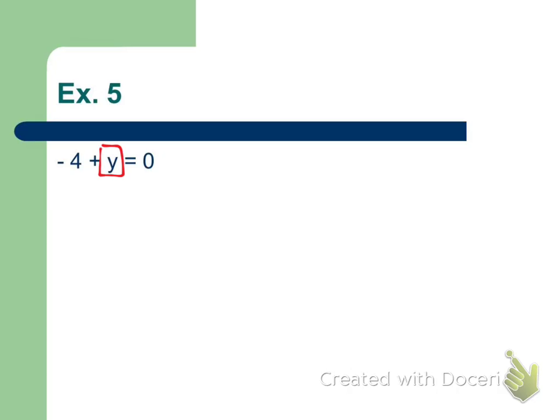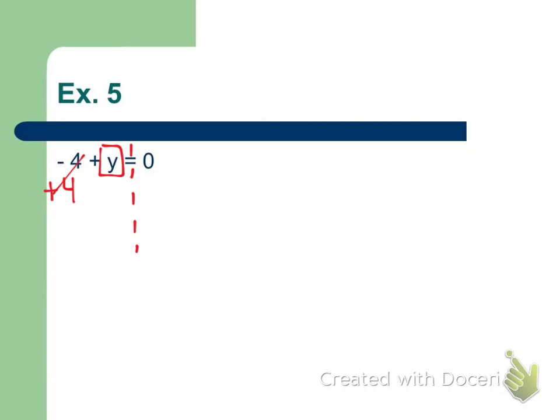Box my variable, line through my equal sign. On this one we have a negative 4 next to the variable. Natalie, what do you think we're going to do to cancel that out to 0? Very good. To cancel out the minus 4, we would add 4. That's going to make it go to 0.